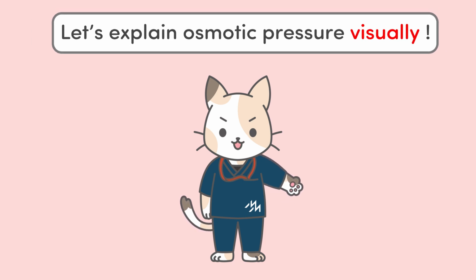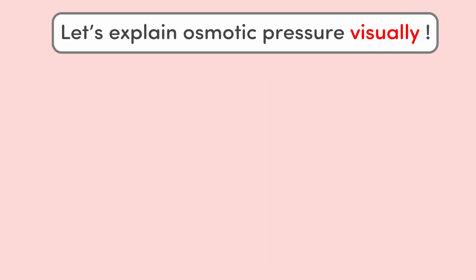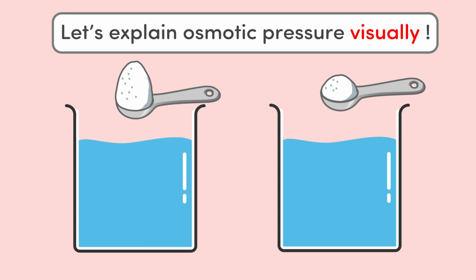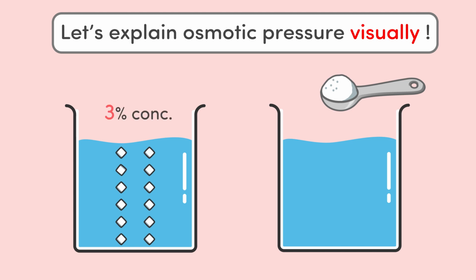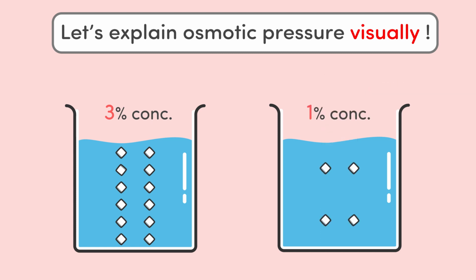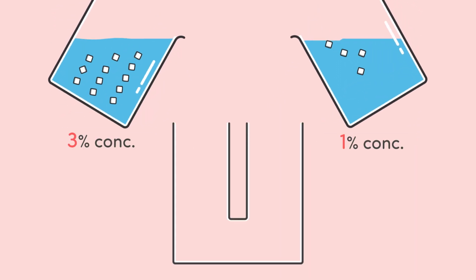First of all, let's explain osmotic pressure visually. Here we have 2 beakers of salt water. This one is a concentrated saltwater solution, with a concentration of 3%. That's about the same as seawater. This one is a dilute saltwater solution, with a concentration of 1%. That's slightly higher than the concentration of bodily fluids.